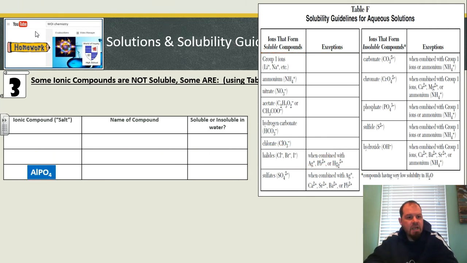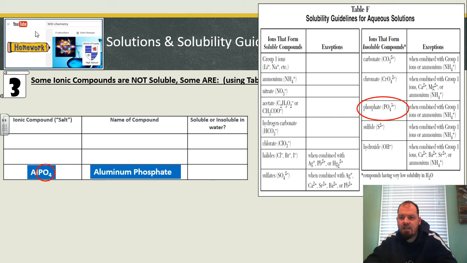Okay. And next one, I see Al, that's a capital A with a little l, PO4. This is aluminum phosphate. I'm going to take that negative species, phosphate, and locate it on my chart, and I see it's right there. All phosphates are insoluble. Now I look at aluminum and say, okay, is aluminum a group 1 ion? Nope, it's in group 13. And is aluminum the same thing as ammonium, NH4+? Nope, it's not. So it is not an exception to insoluble, and hence it is insoluble. That's simple.